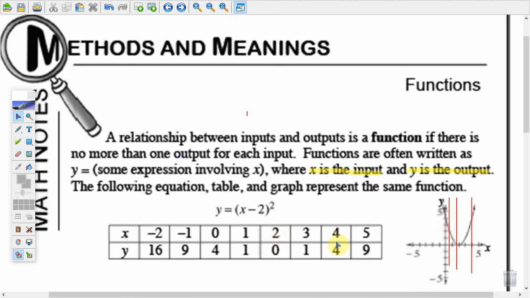And sure enough, here it is on the table, (4, 4). Same here. Now we have an input of 2, an output of 0. There's our (2, 0). If we have an input of 0, our output is also 4. Passes the vertical line test. Does not cross the graph more than once with each vertical line.